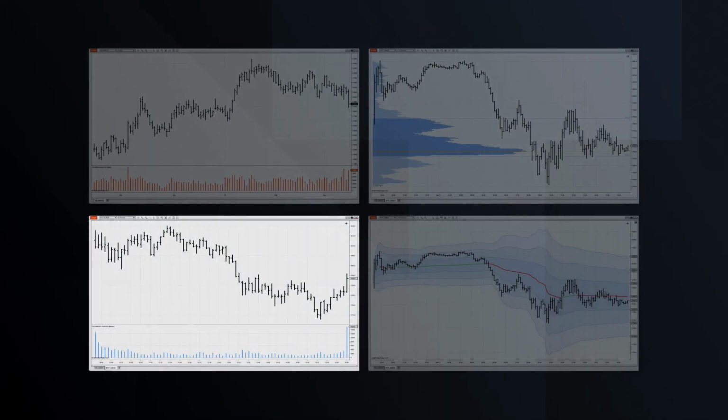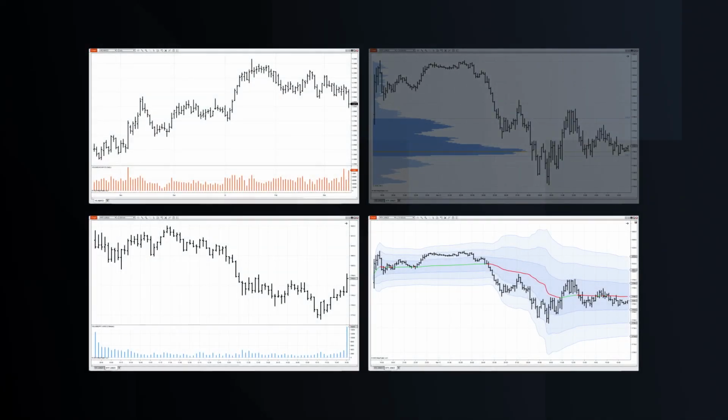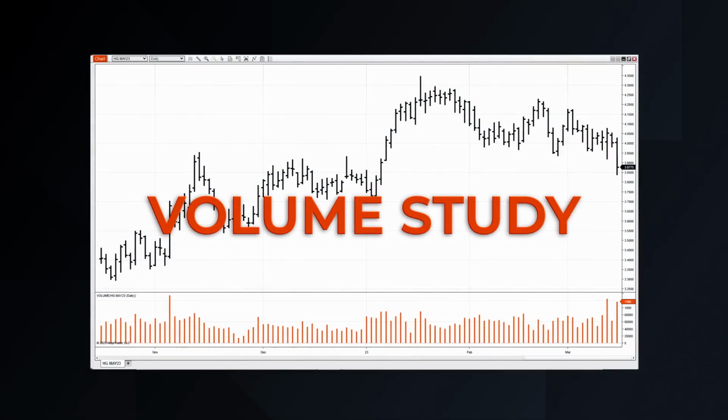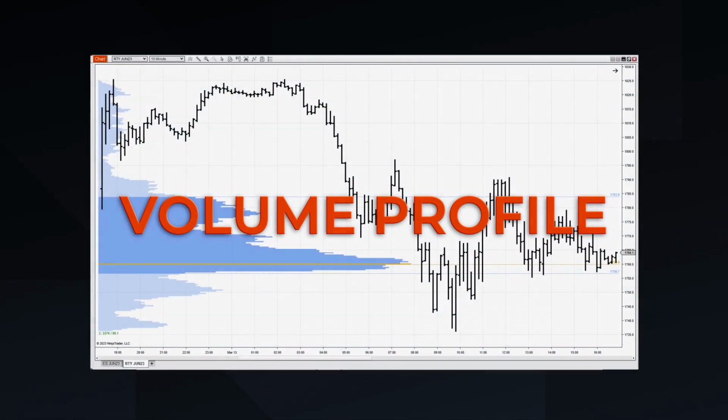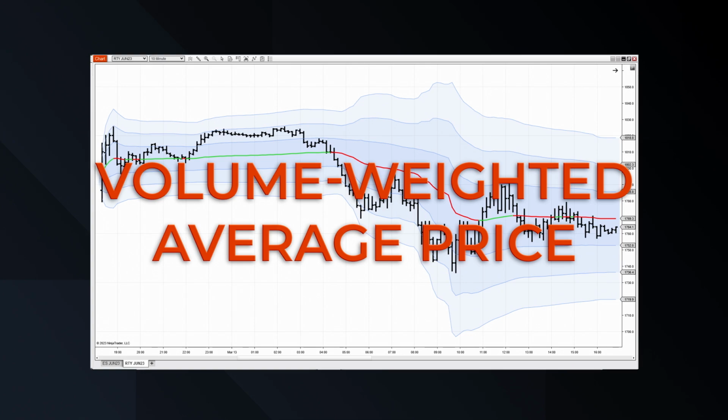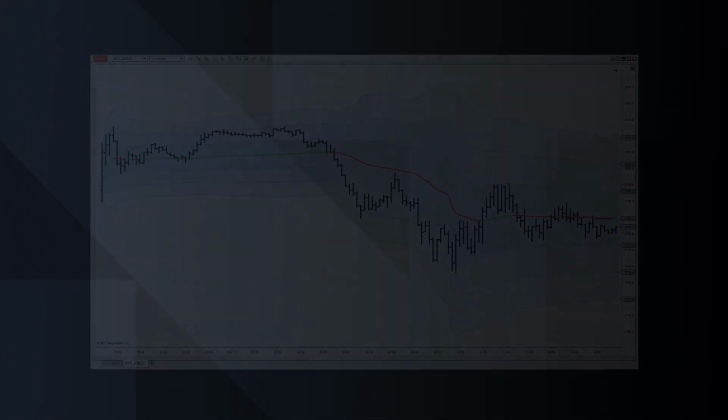Properly used, volume can help understand several key ideas about the market. A standard volume study displays the conviction of market participants as a whole. Volume profile shows where buyers and sellers agree the most where price should be, and VWAP helps to understand if price is strong or weak compared to the true average for the day.